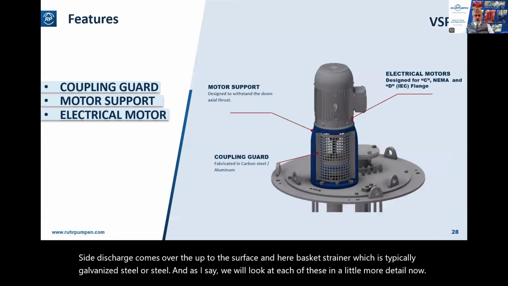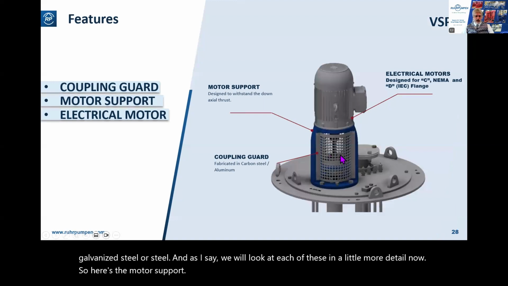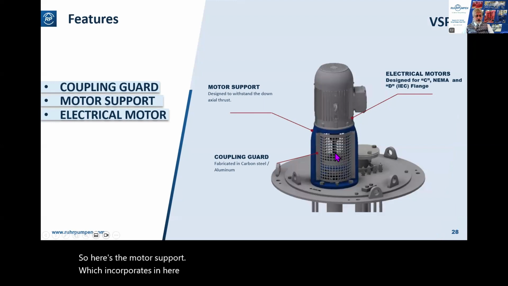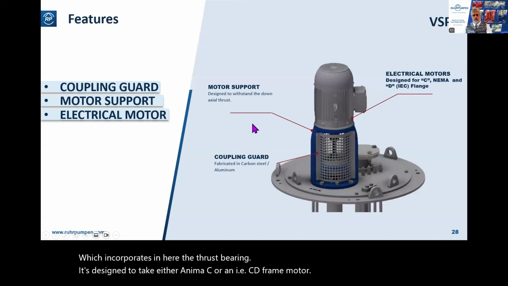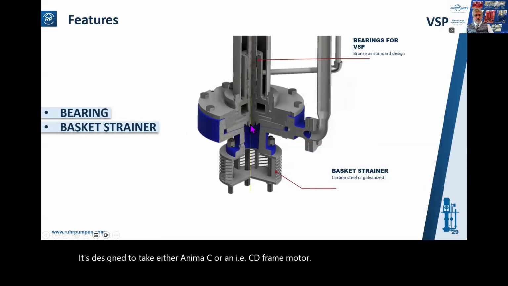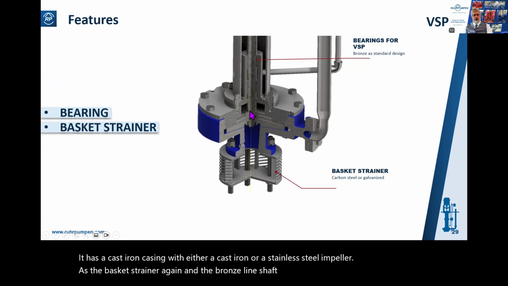So here's the motor support, which incorporates in here the thrust bearing. It's designed to take either a NEMA C or an IEC D frame motor. It has a cast iron casing with either a cast iron or a stainless steel impeller. Here's the basket strainer again, and the bronze line shaft bearing, grease lubricated as standard.